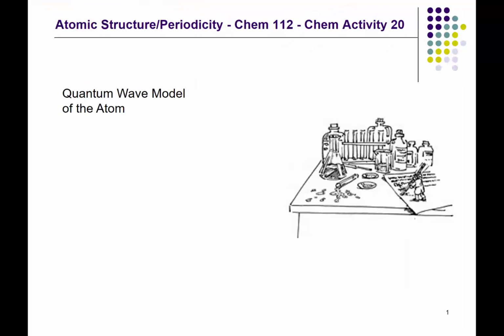In the chem activity number 20 and the corresponding videos, we're going to explore the quantum wave model of the atom. Now, as you know, we've recently been looking at the Bohr model of the atom, and you might be wondering, well, if we're moving to the quantum wave model of the atom, why do we bother learning about the Bohr model? One answer to this is to help us understand that science is a process.